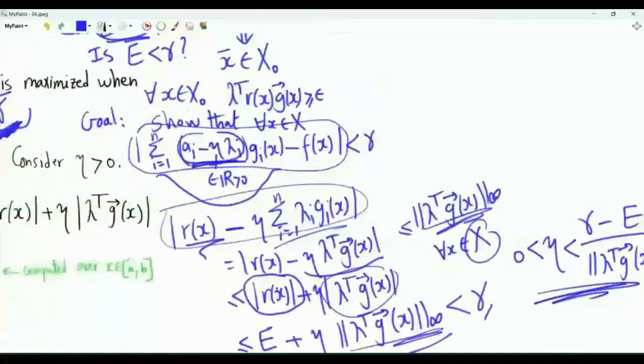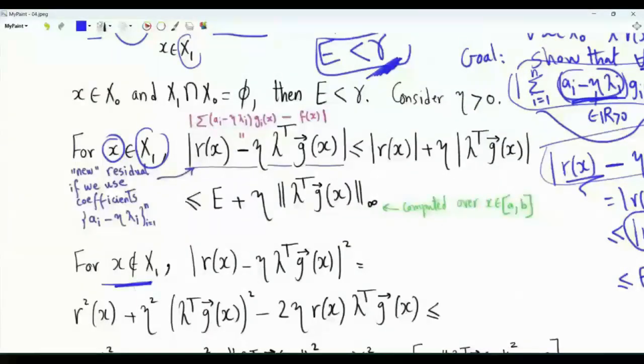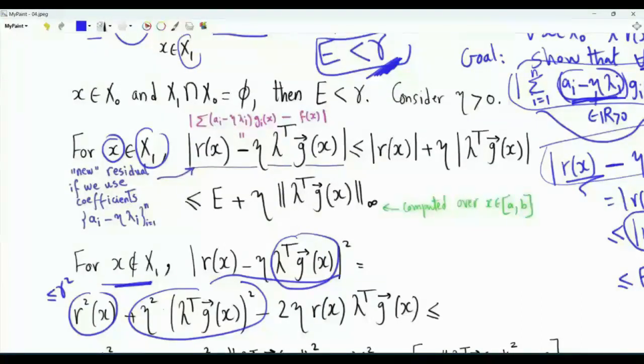Are we done? Not yet, because the goal is to investigate every small x in big X. We have studied small x in X1. Our next step is to take small x not in X1. Let's investigate the magnitude squared. Here we have the square of the residual, and this is upper bounded by gamma squared. We have eta squared, and then the square of this quantity. We have minus 2 eta lambda transpose R of x g arrow of x.